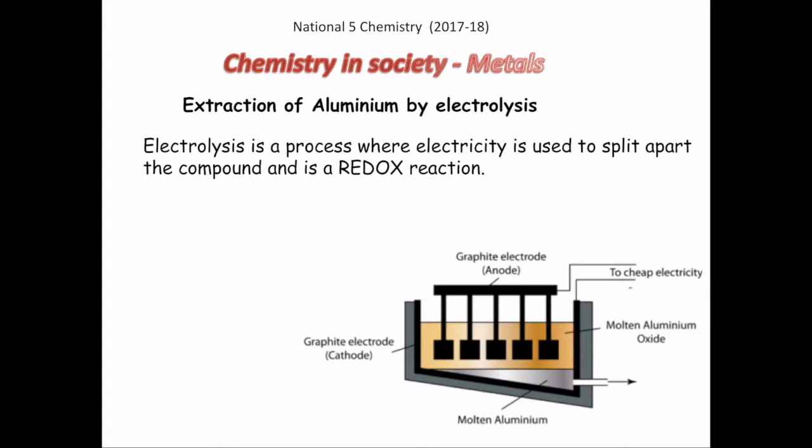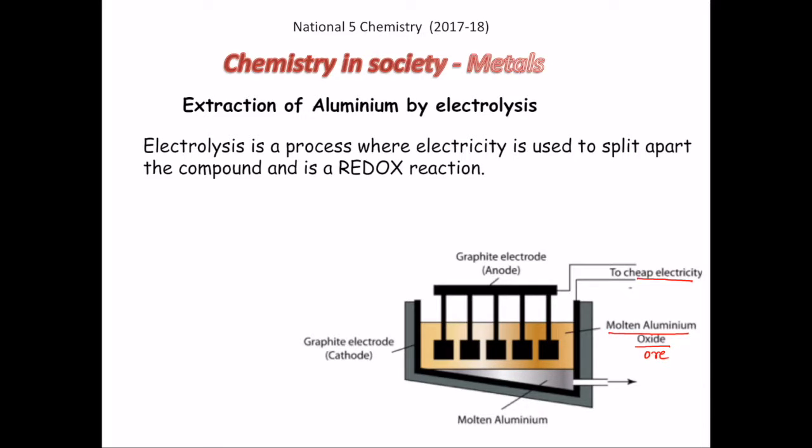They both are made up of graphite, and you can see that the cathode is lining the tank, whereas graphite electrodes are present in the form of metallic chips. Both the electrodes are connected to a cheap source of electricity. And the tank contains molten aluminium oxide. So this is the ore for aluminium.